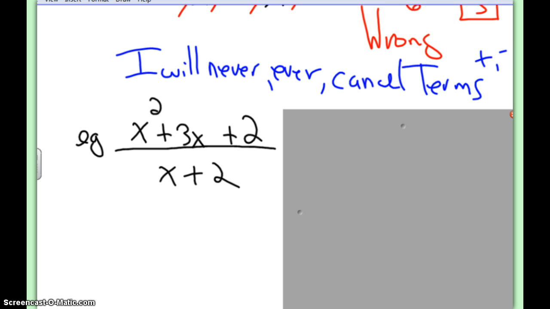How does this apply? Well, we said I will never, never, never cancel terms. So in this case, this would be a really bad idea, as we've discussed in here with Reese and Meg. This is a trinomial up top. This is a binomial bottom. It would be a really bad idea to start canceling terms and doing stuff like that, because that would be highly illegal.